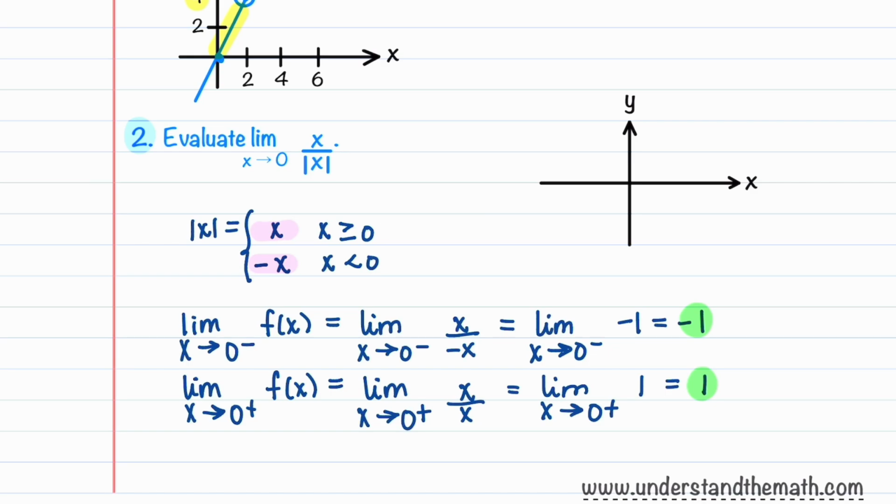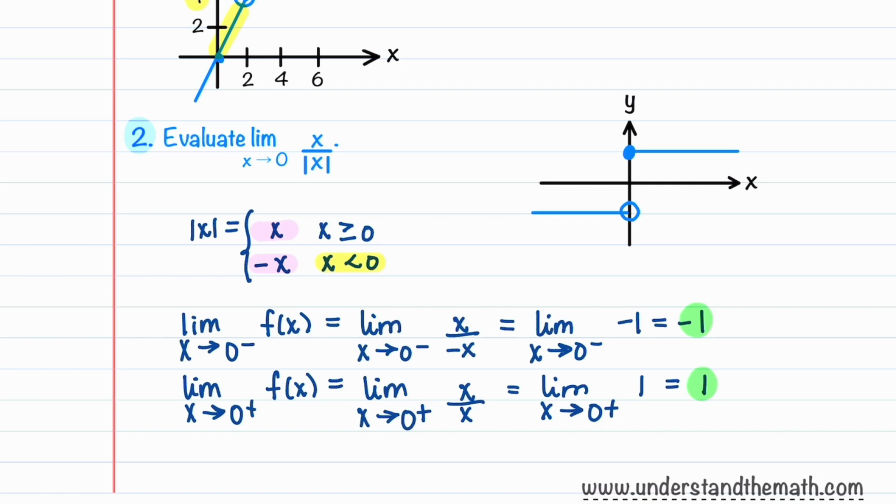When x is greater than or equal to 0, our function is equal to 1, and we're going to put a closed circle there. And then when x is negative, our function is equal to negative 1. And we're going to put an open circle here because the absolute value of x is only equal to minus x when x is less than 0.